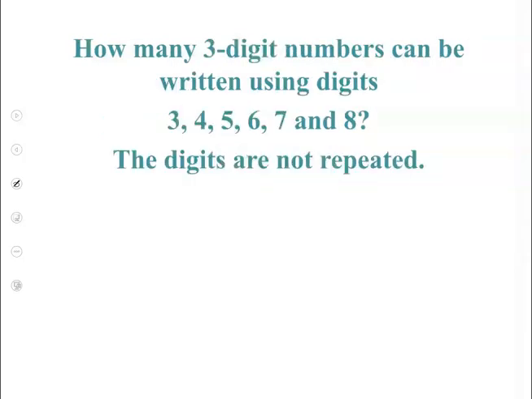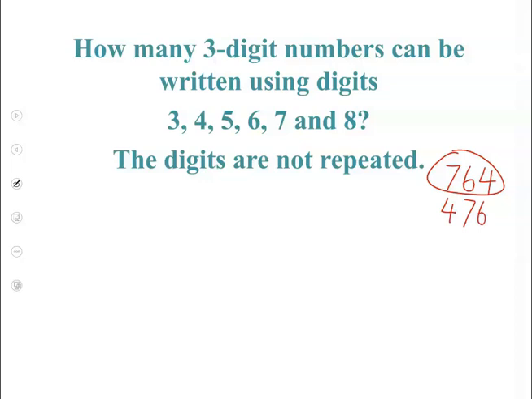How many 3-digit numbers can be written using digits 3, 4, 5, 6, 7, and 8, if digits are not repeated? So what are we going to use, permutations or combinations? Is order important or not? Order is important because the number 764 and the number 476 are not the same number. If we talk dollars, I would love this one better. Okay, so that means we're using permutations, right?